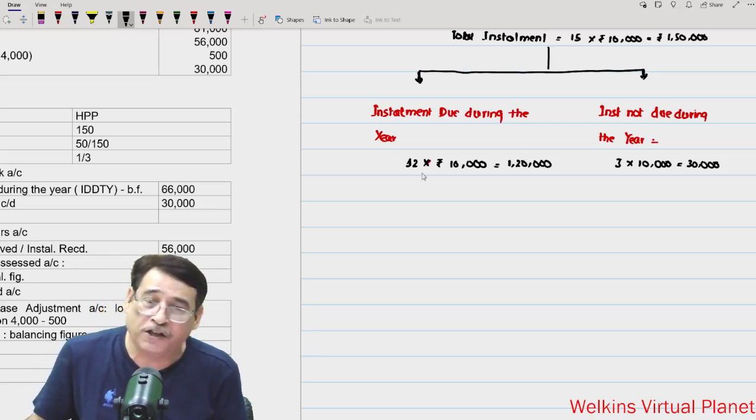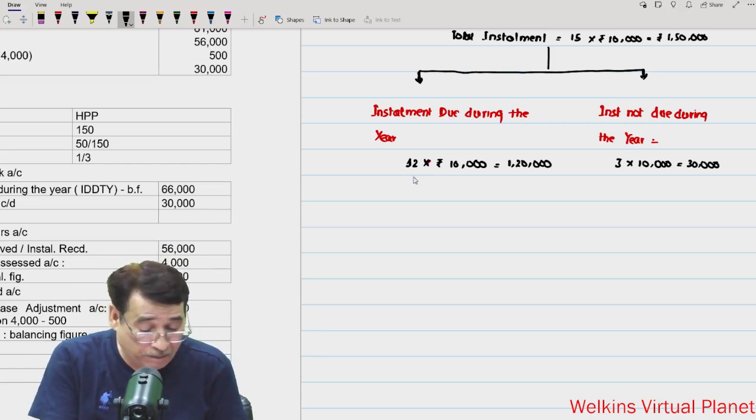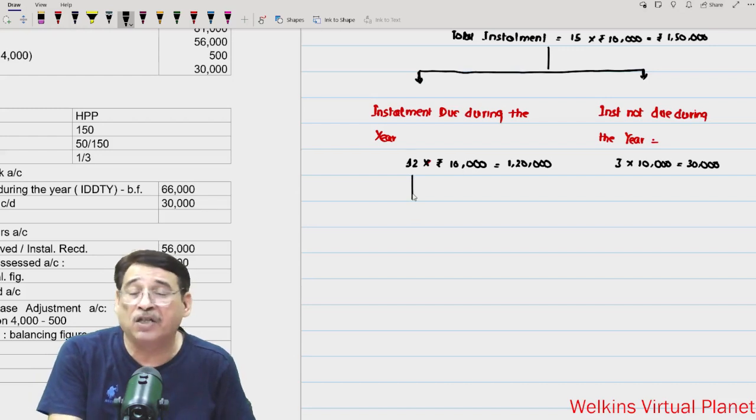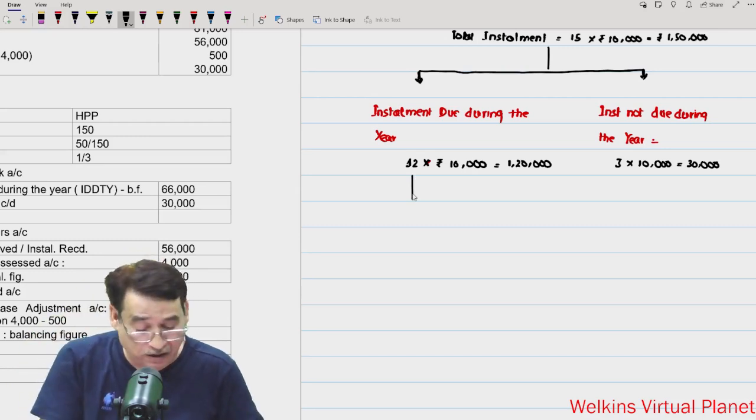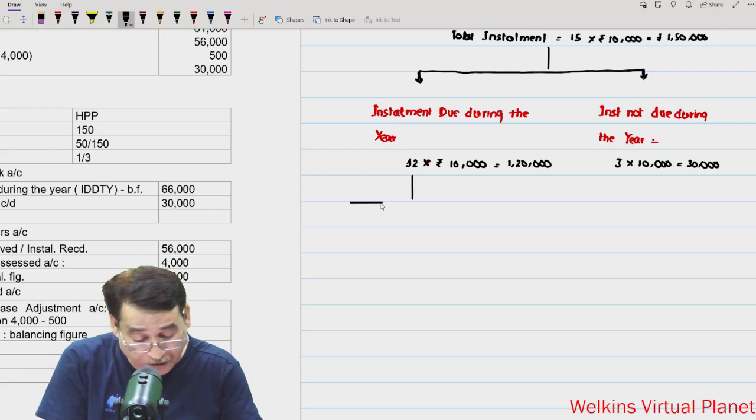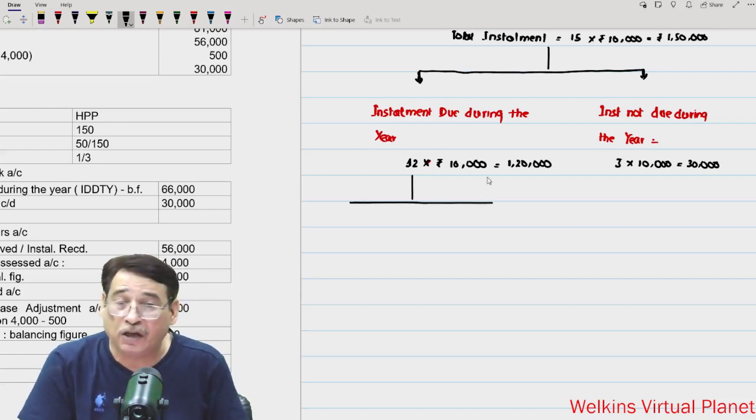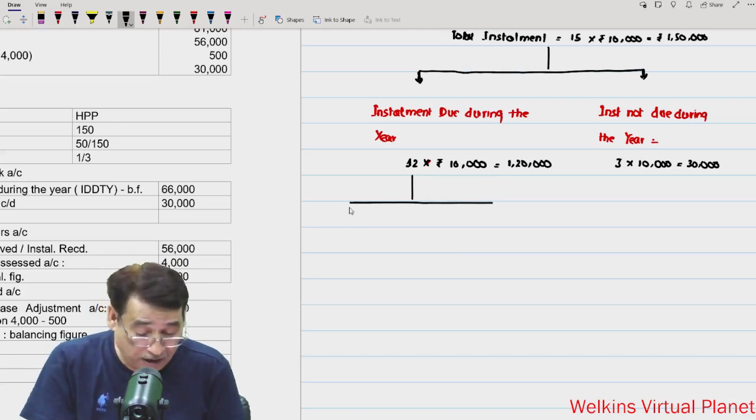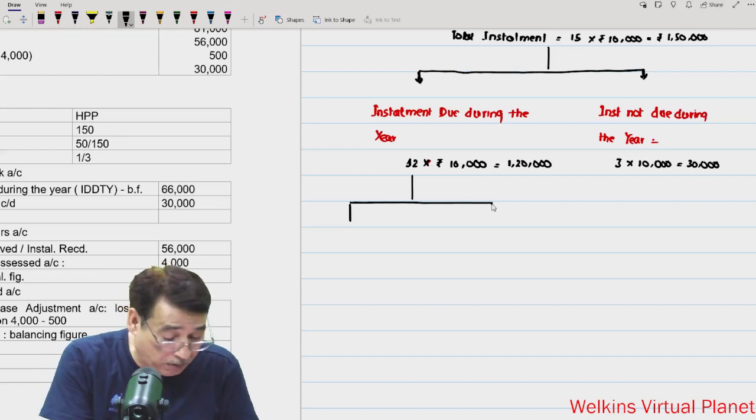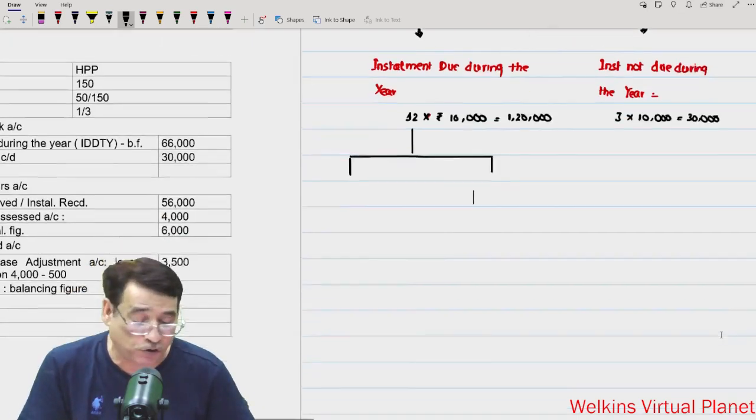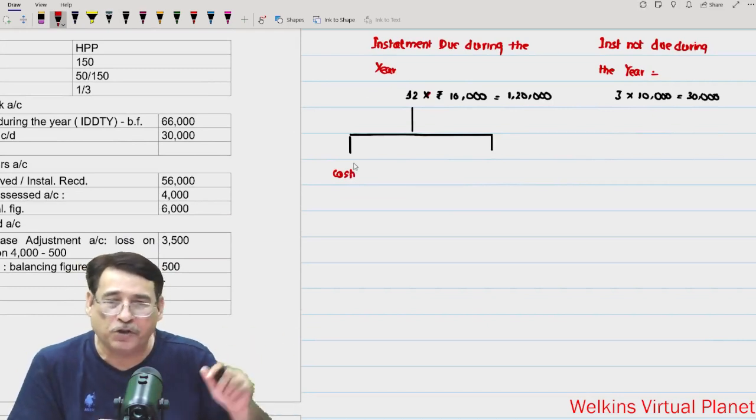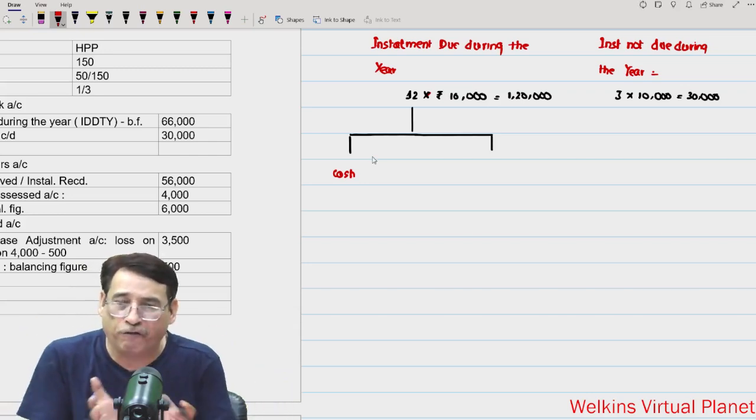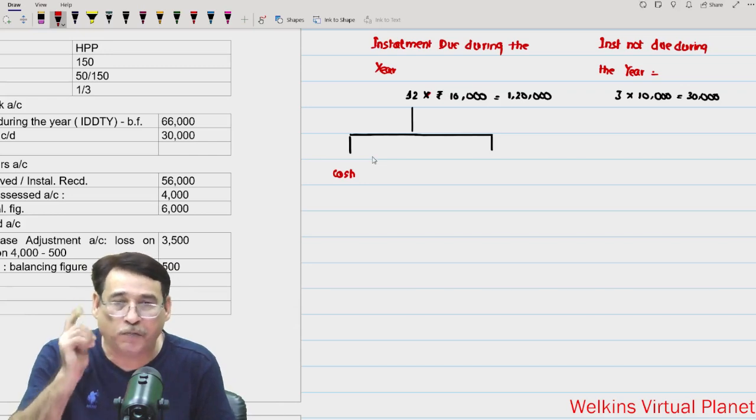However, one more aspect here is that total installments are due during the year, but it is not necessary that the customer will pay all the 12 installments. Correct? He may pay or he might not pay. Both possibilities are there. Let us say out of 12 installments, he has paid only 10 installments. That means installment due during the year will further be segregated into two parts. That is cash received, because we are supposed to receive 1,20,000 from the customer. Customer means the person who has purchased the goods. He is our customer. Everything is being viewed and analyzed from the perspective of the seller, which you need to keep in your mind.